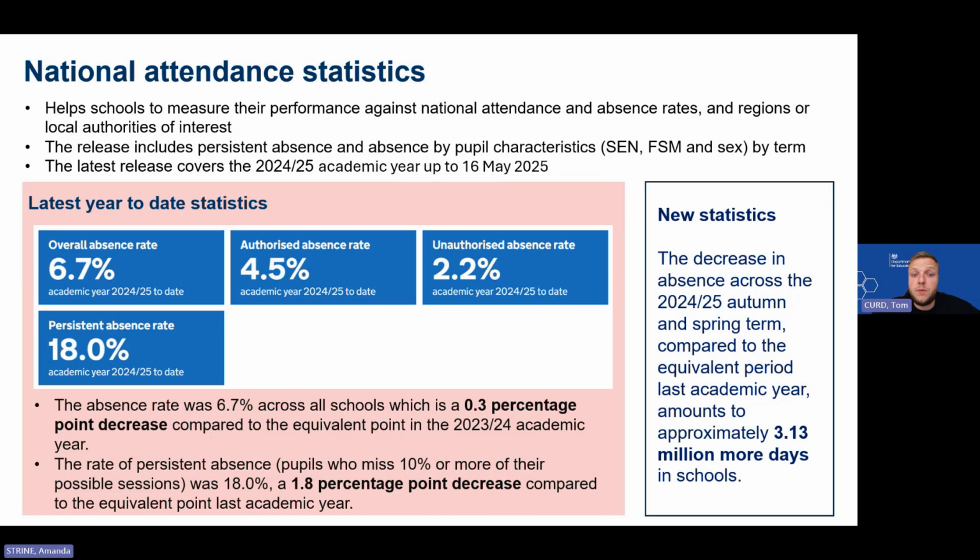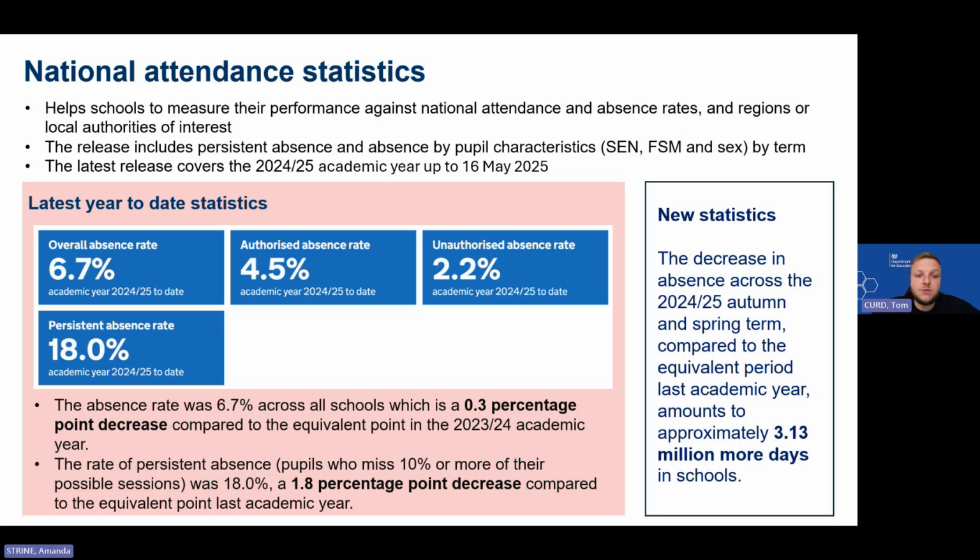Schools can use this to benchmark themselves against the national attendance figures, or you could look regionally or at local authorities of interest. The latest published stats cover the 2024 to 2025 academic year up to the 16th of May, and the next release will be coming out on Thursday, and that's going to cover the latest fortnight up to the 30th of May.